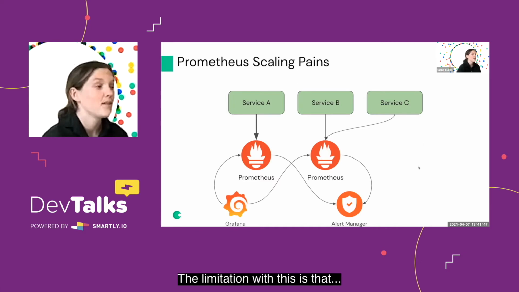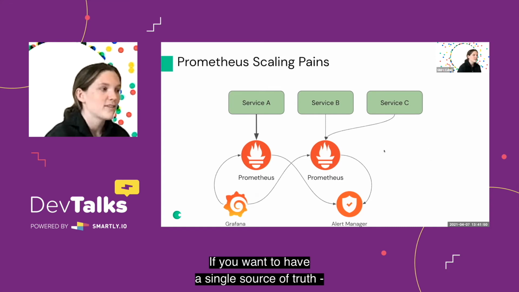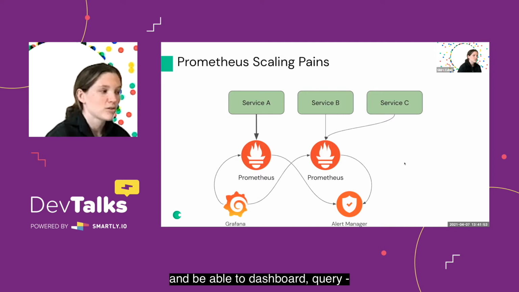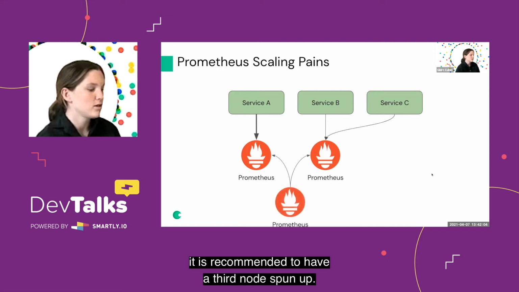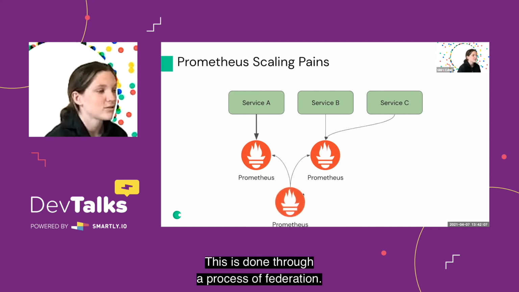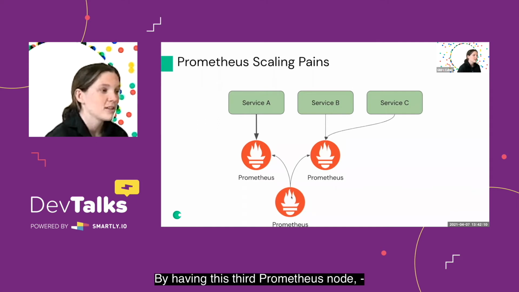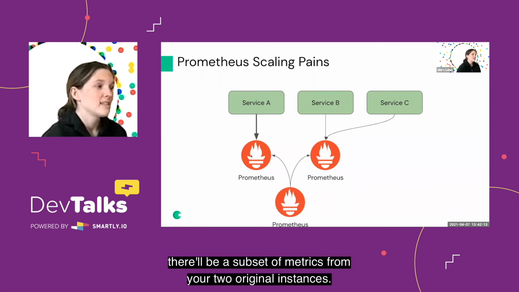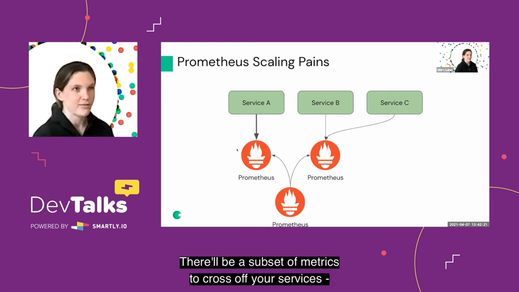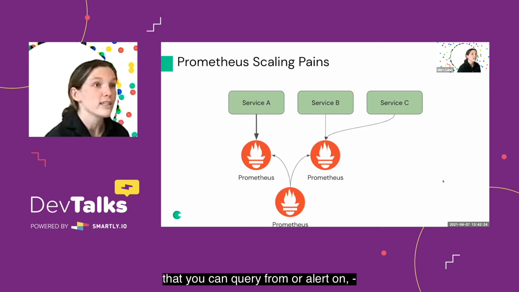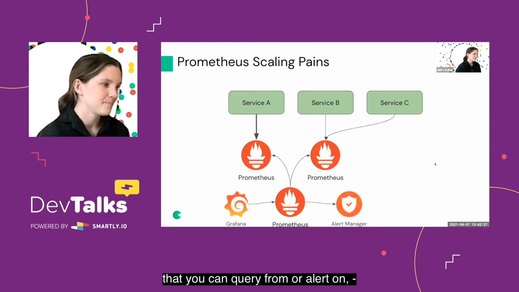So if you want a single source of truth, and to be able to dashboard, query, or even alert against all of your data and metrics coming from all of your services, then it is recommended to have a third node spun up. And this is done through a process of federation. By having this third Prometheus node, it takes a subset of metrics from your two original instances of Prometheus, giving you a place with a subset of metrics across all of your services that you can query from or alert off of, as you can see in this example here.